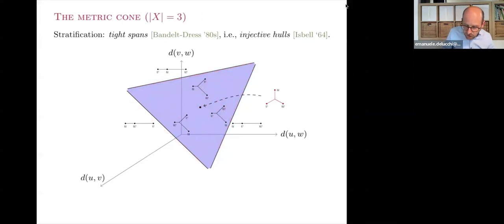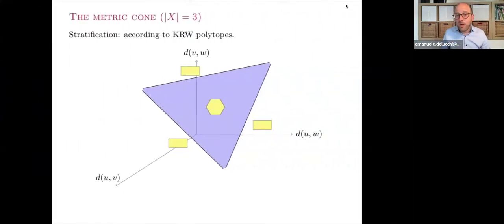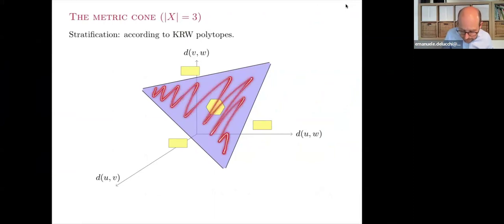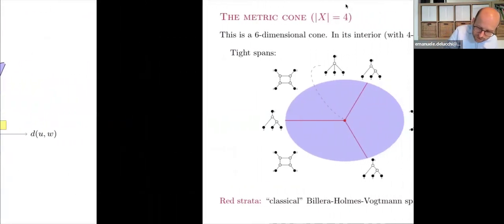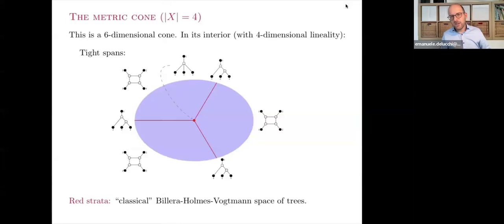Our polytope, you remember, is either a hexagon or a rectangle. In fact, it's always a hexagon in the interior, and it's a rectangle exactly on the boundary. So for 3 elements, looking at the polytope is equivalent to looking at the tight span. Now it gets a little bit interesting: 4 elements.